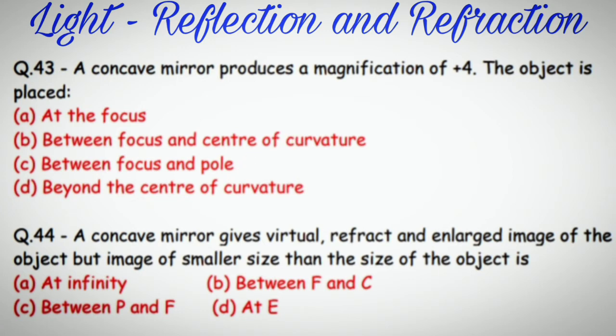Next question comes here. A concave mirror gives virtual, erect and enlarged image of the object but image of smaller size than the size of object is option A at infinity, option B between focus and center, option C between P and F, option D at C. And the correct answer is between P and F.